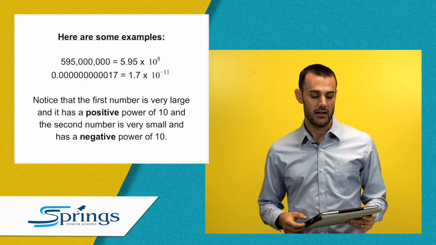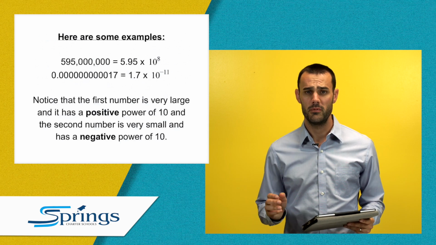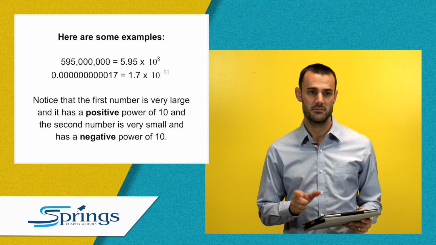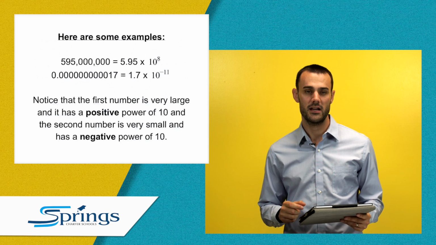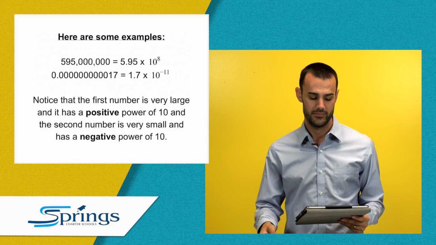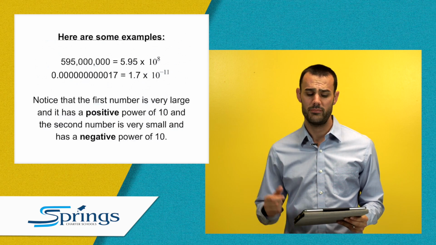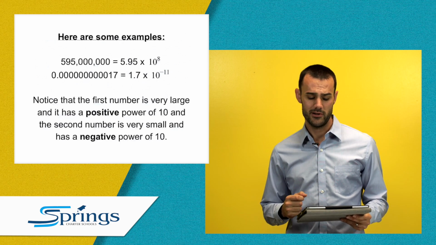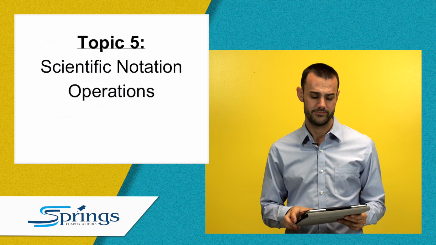And you can see here at the bottom, I have a very, very tiny number that falls between 0 and 1. In fact, you would need a microscope to see how small this is. Your regular human eye would not be able to see it. And that comes out to 1.7 times 10 to the negative 11th power. So just a quick review: notice that the first number is very large and has a positive power for the exponent, and the second number is very small and has a negative power of 10.